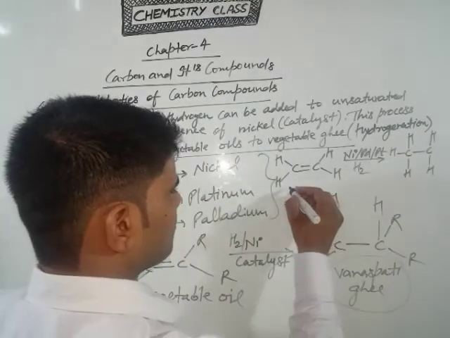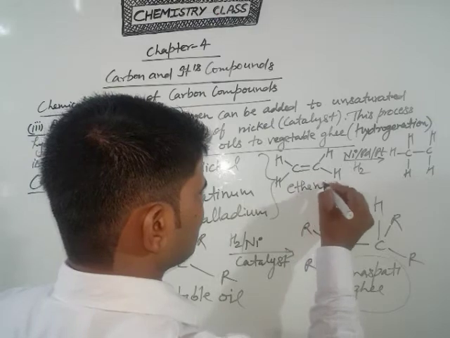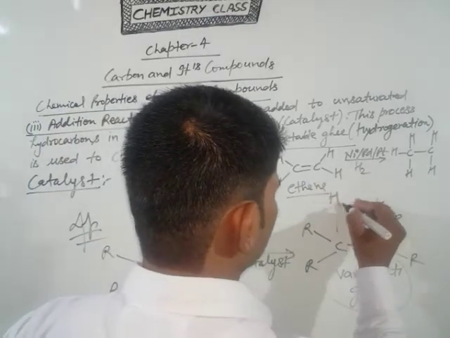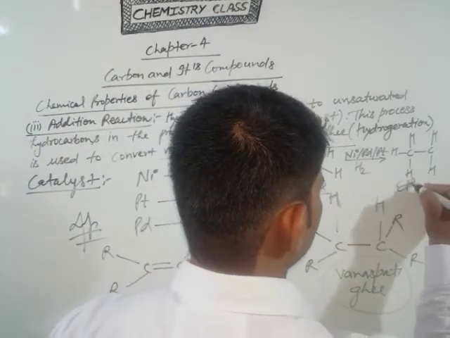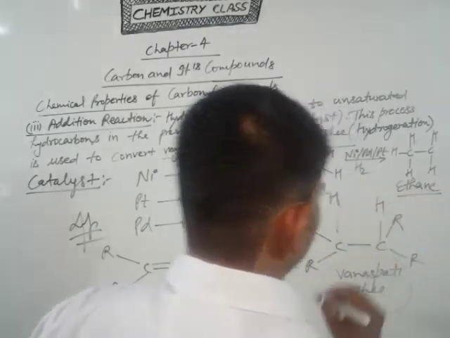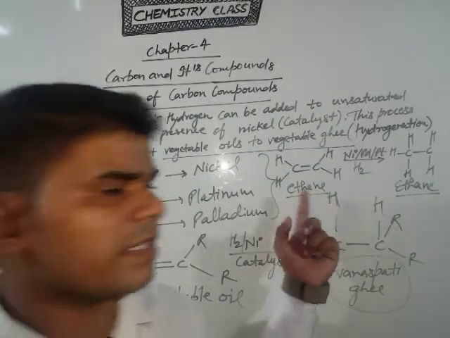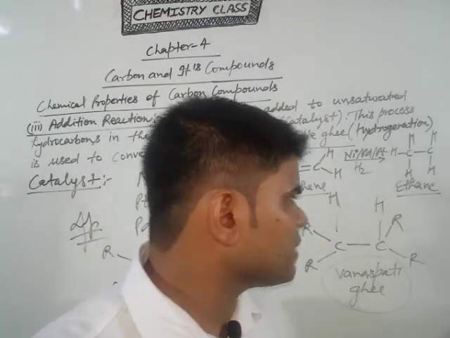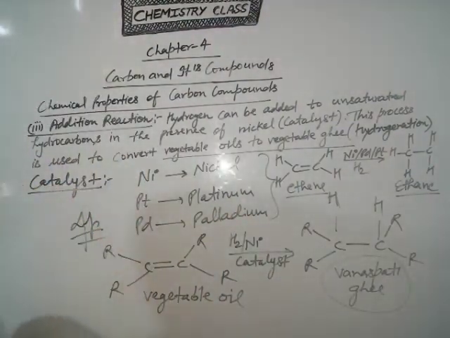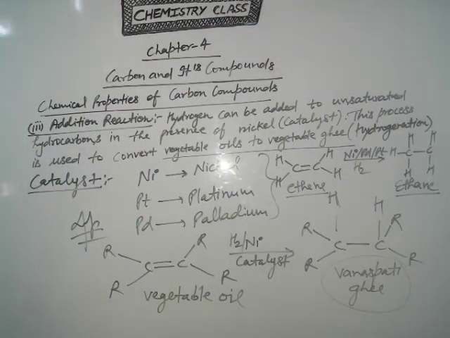So this compound is our ethene, and this is our ethane. So that is the difference between the compounds. Ethene converts into ethane with the help of the addition reaction.